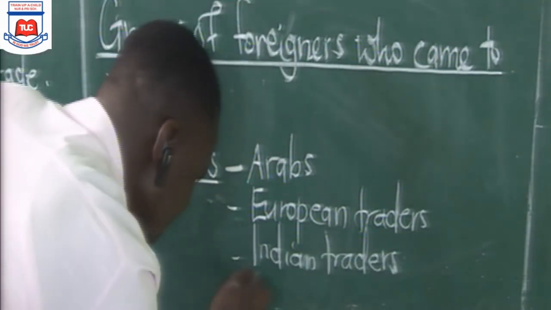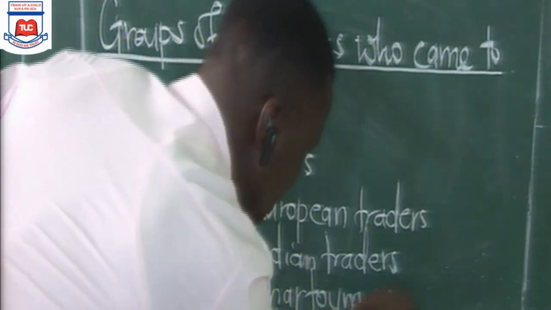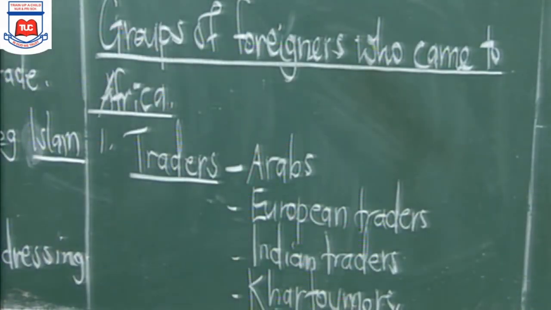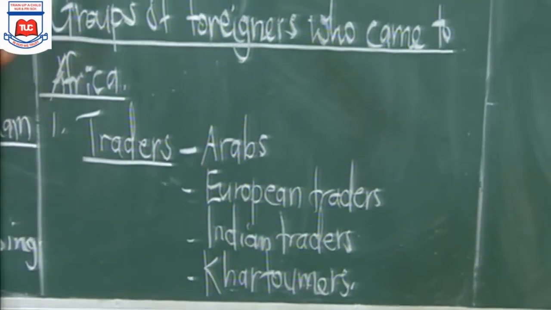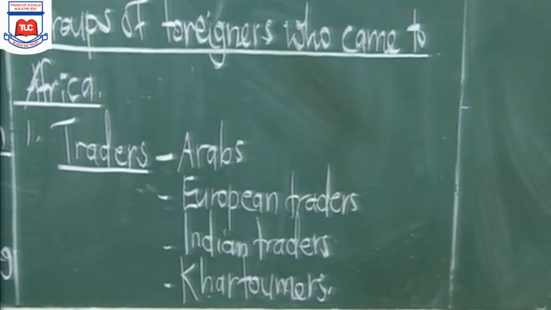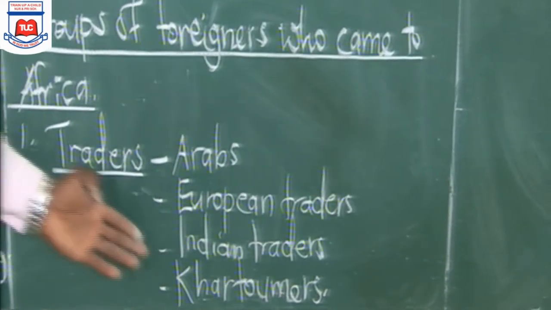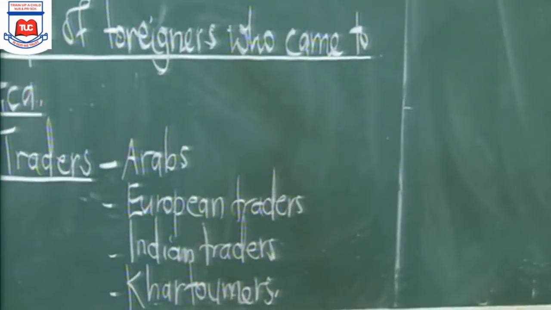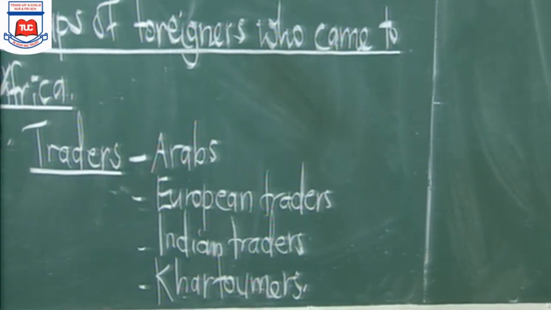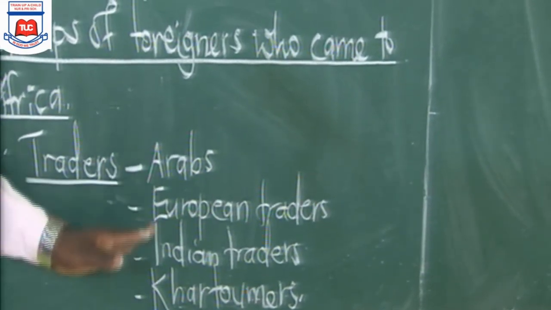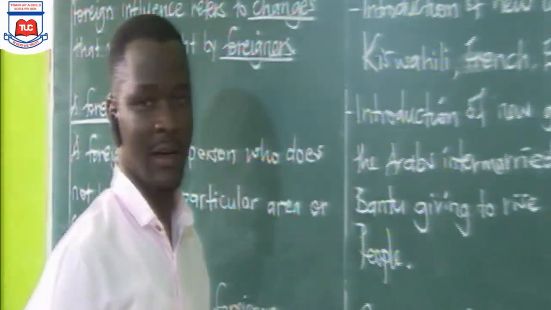And then we have what we call the Katumas. These ones, we are looking at people who came from, like in Uganda, from the north, that is from Sudan, coming southwards to Uganda, carrying out trade with the people of northern Uganda. So these are the ones we call the Katumas. The Indians, the European traders, then we have the Arab traders. Time will come when we shall be looking at these groups one by one in depth. But for now, let's continue giving other foreign groups.